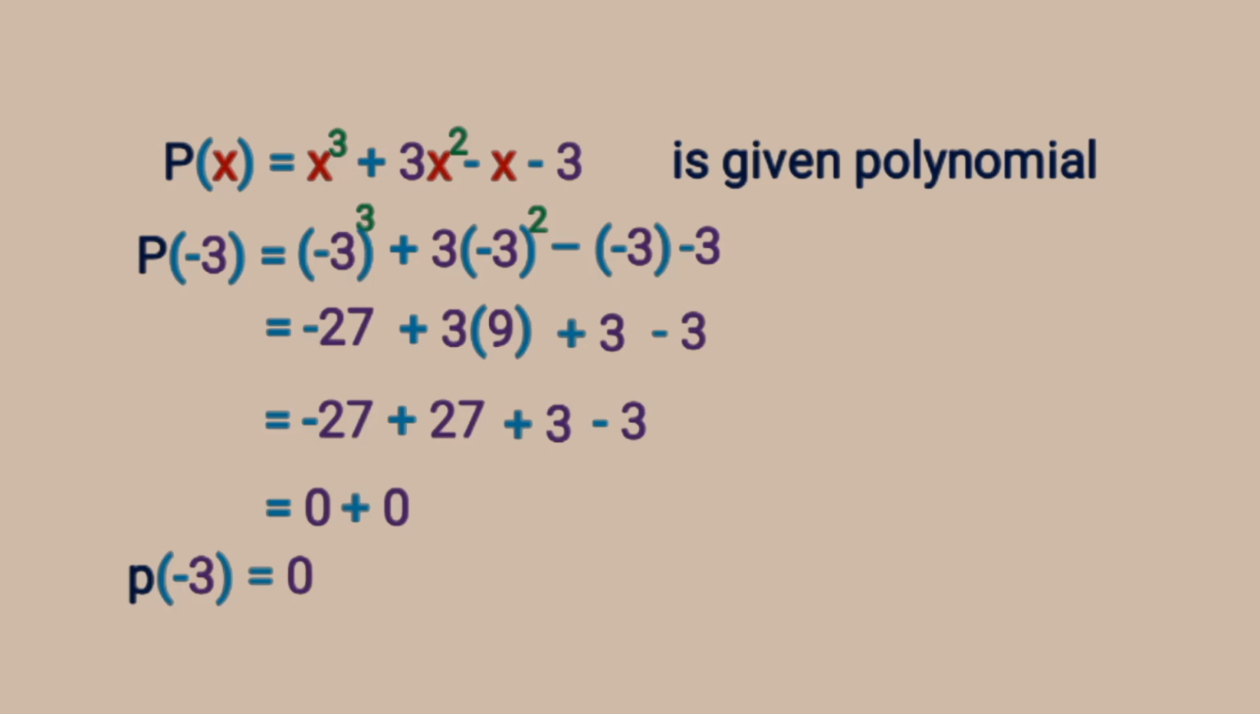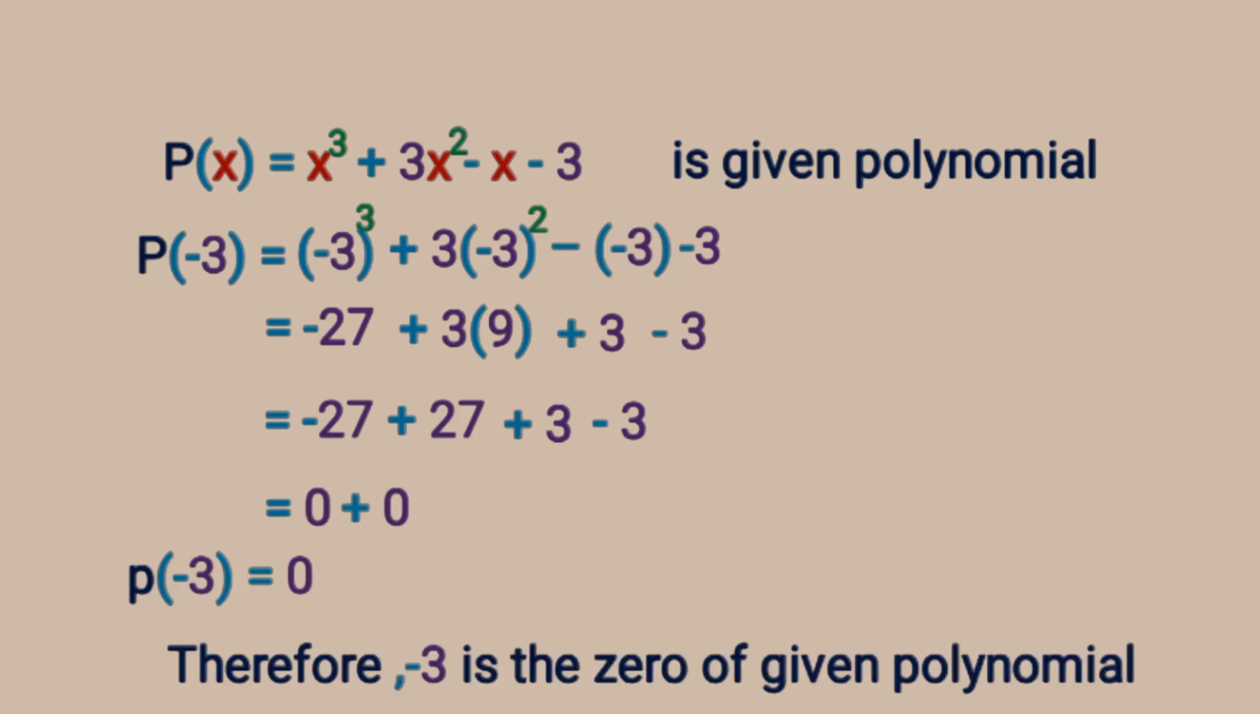That means minus 3 makes the given polynomial value as 0. Hence, we can say minus 3 is also the zero of the given polynomial. So the given three values 1, minus 1 and minus 3 are the zeros of this cubic polynomial, that is x cube plus 3x square minus x minus 3.